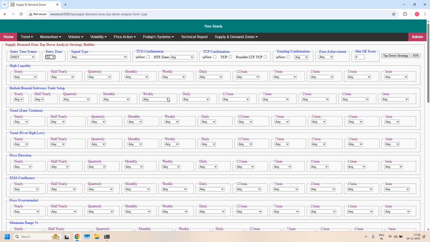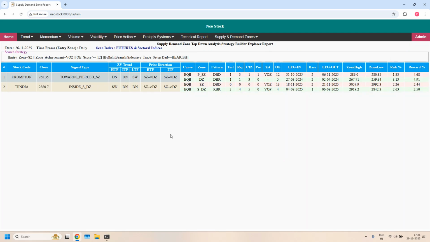Here bullish or bearish at daily time frame, I am selecting bearish. Zone achievement violated opposing zone. Minimum odd enhancer score 12. Let's filter. We got two stocks. And entry time frame zones are daily supply zone. First one is PRZ zone. You can't plan. And second one you can plan trade. It is supporting bearish trade setup.